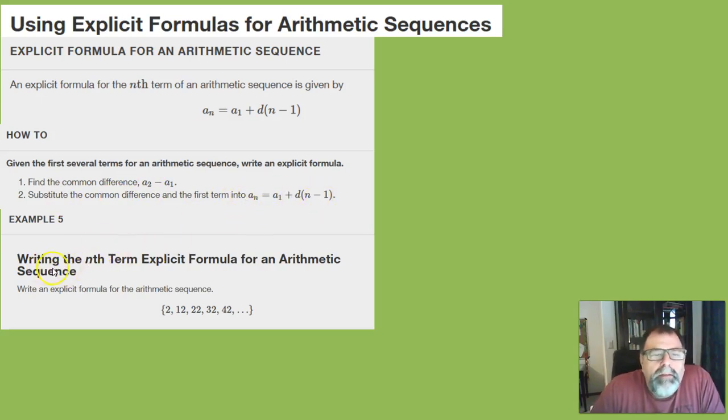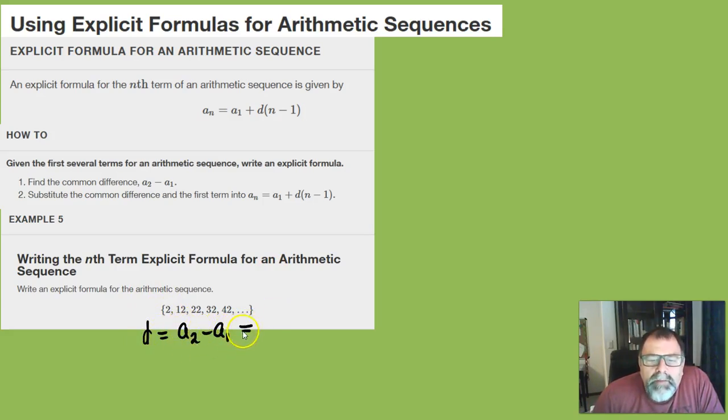Given the first several terms for an arithmetic sequence, write an explicit formula. So first you got to figure out d, then you substitute the common difference and the first term into the formula, and then you solve it. Actually you just substitute the A1 and the d, and then you have the explicit formula, right? We want to write the explicit formula. So first figure out d. So d, remember, is you can take any two terms.